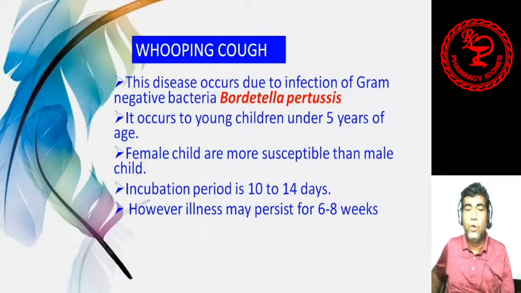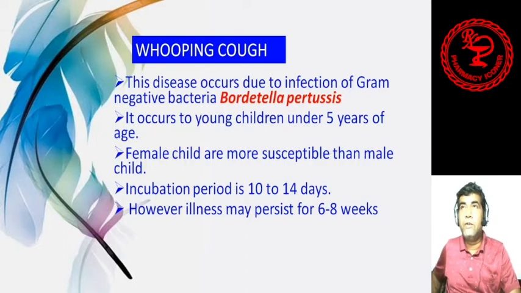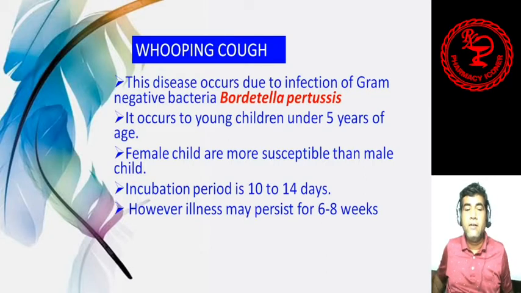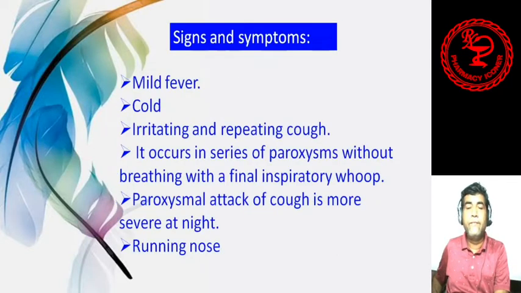The next disease is whooping cough. This disease occurs due to infection by Bordetella pertussis, which is a gram-negative bacterium. It occurs mainly in children under 5 years of age. Female children are more affected than male. Its incubation period is 10 to 14 days. However, the illness may persist for 6 to 8 weeks.